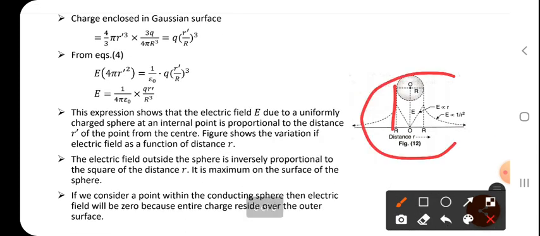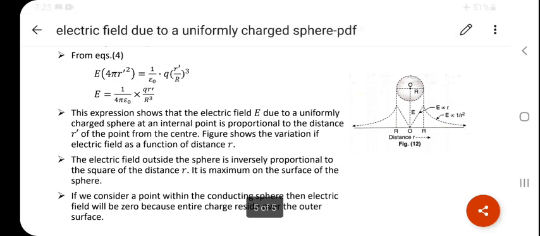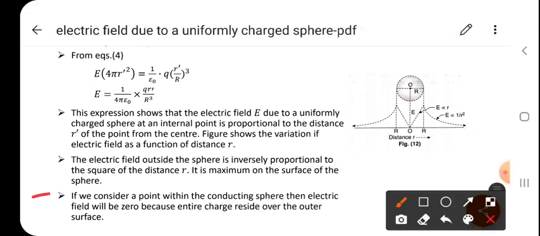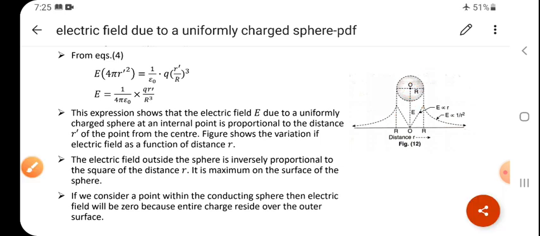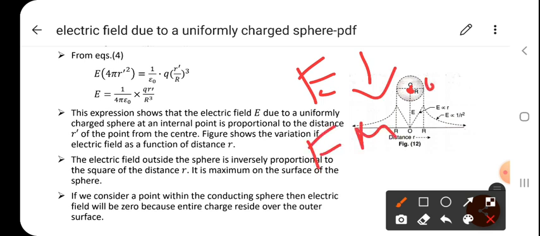Okay, and finally, if we consider a point within the conducting sphere, then the electric field will be 0, because the entire charge resides over the outer surface. Residing means present on the surface only, not inside. That is the meaning of this. So that is why inside, what value is present? A very low value. E value is very low inside, but on the surface E value is maximum, and outside the surface E value decreases. Right, friends?